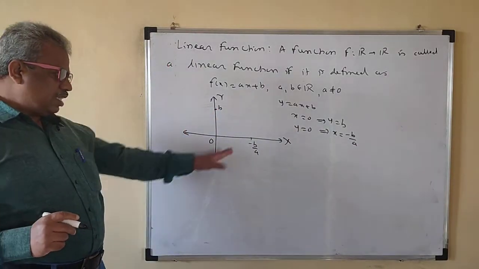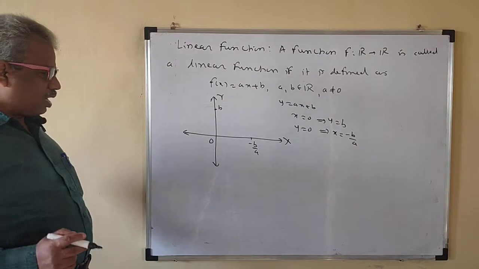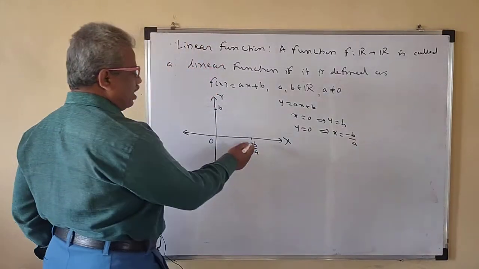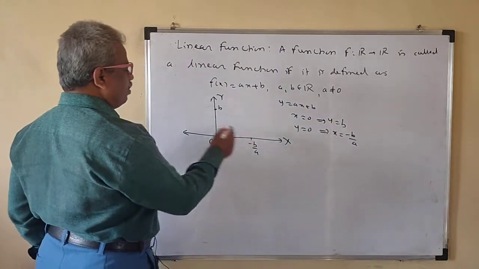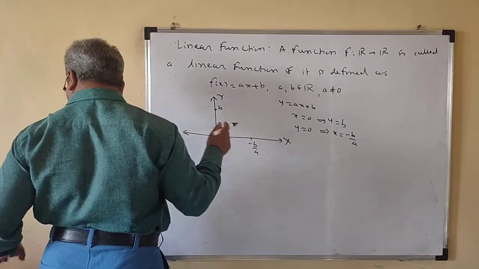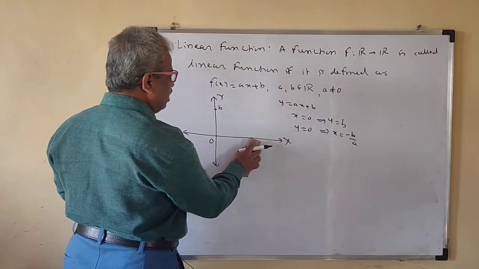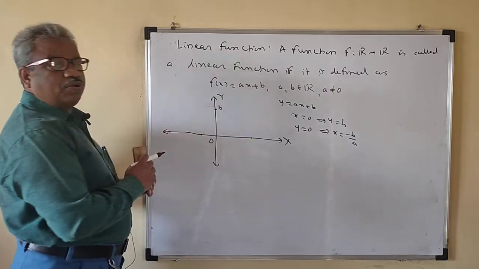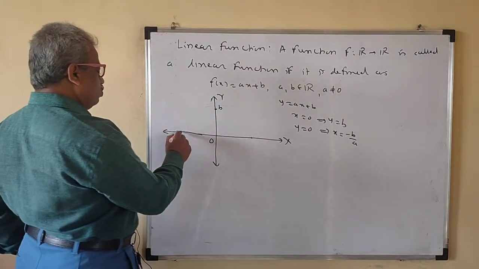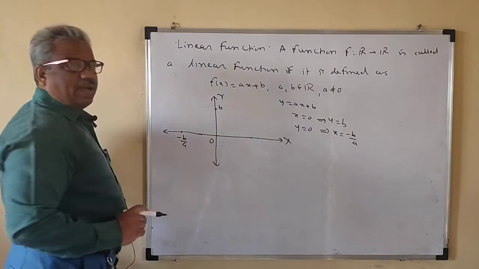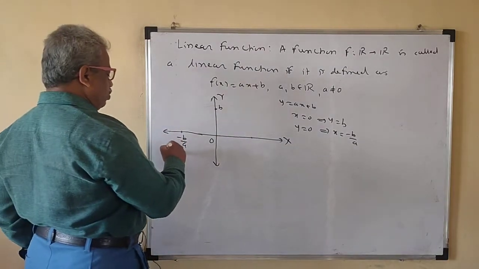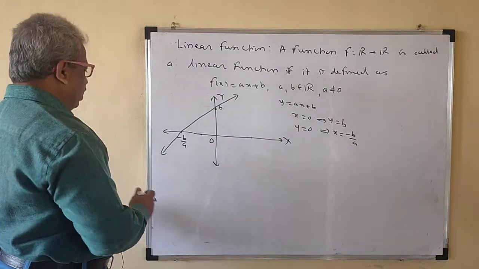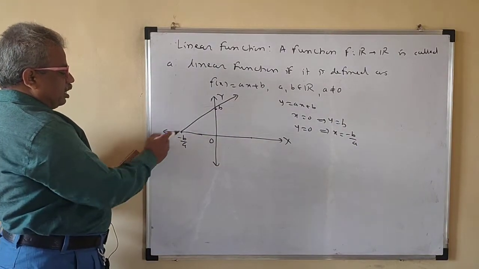Now this is negative, but this may be positive, it doesn't matter. You can join these points. Suppose both a and b are positive, or both a and b are negative, then we'll take minus b upon a here. Then this will be a straight line. You have to draw a straight line. Okay, this is a straight line.